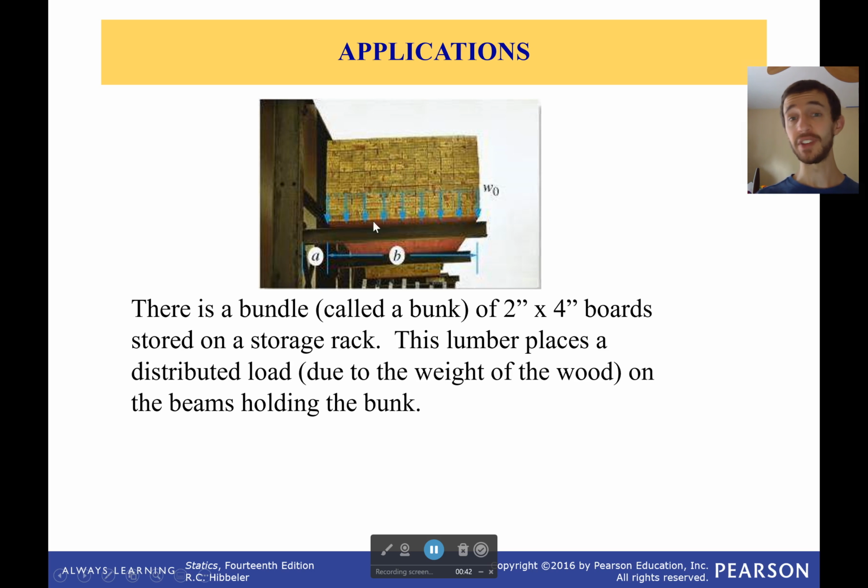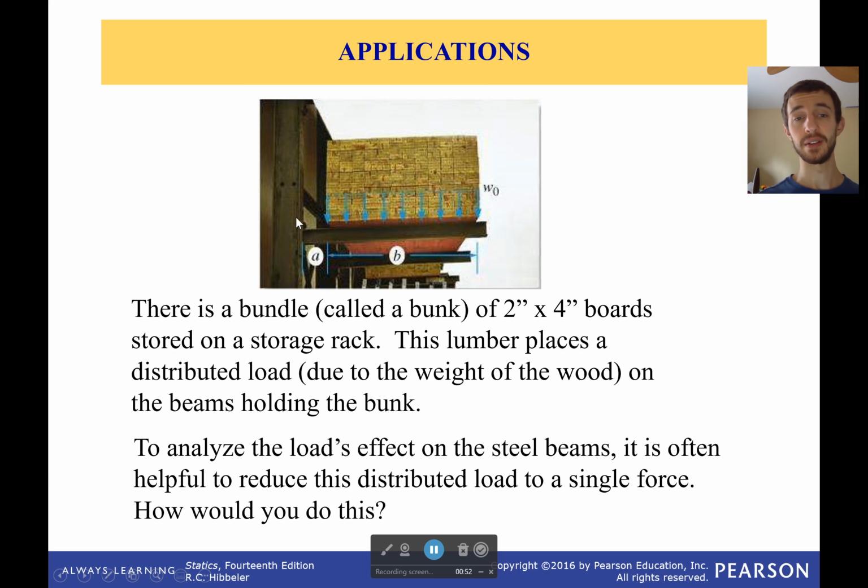But what if you didn't have that? What if you just had some sort of arbitrary loading? How do you deal with it? How do you tell what kind of force is being dealt to this beam? How do you know what the moment is right here? So how would you reduce it to that single force and moment?